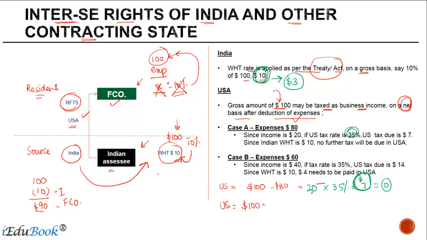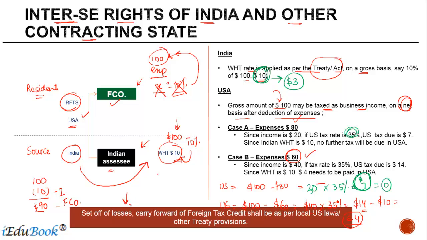Let's take another example. The income remains at $100. In case B, the expenses are $60. Now if you see, the income is $40. If you apply the tax rate of 35%, the tax which is payable in US is 35% of 40, or $14. Out of this, if suppose the credit is available for $10, $4 needs to be paid by this company to the US government. This is how basically the taxation for royalty and FTS and the rights between the two countries work.